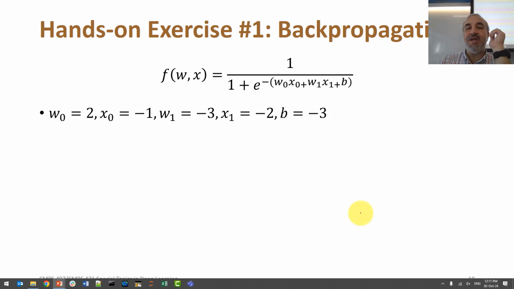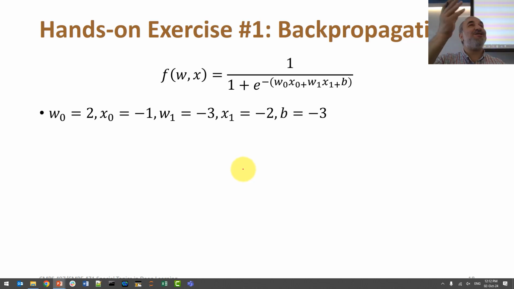Now let's do this example together. This is a function, and if you look at it, how many inputs do we have? 5: W0, X0, W1, X1, and B, right? So I want to compute the derivatives using backpropagation of this function with respect to every input. What should we do first?